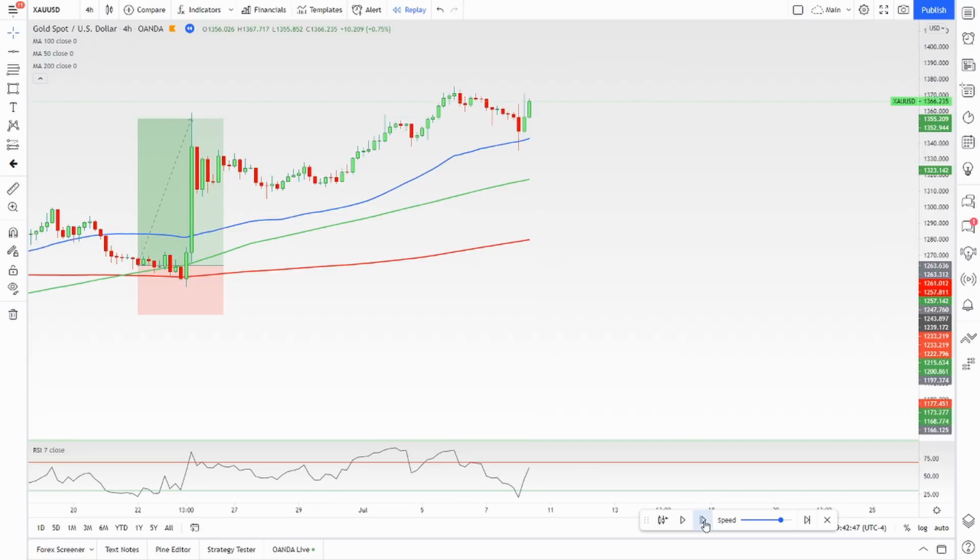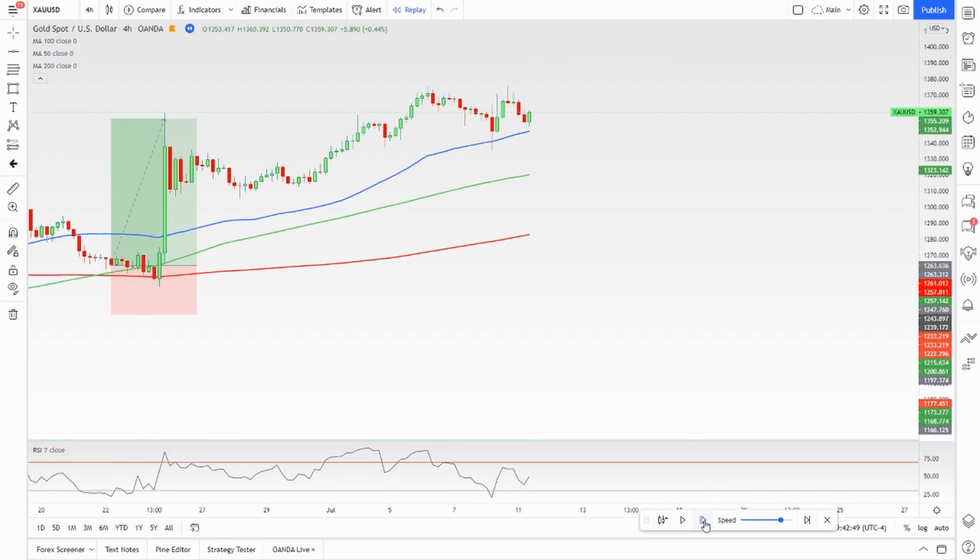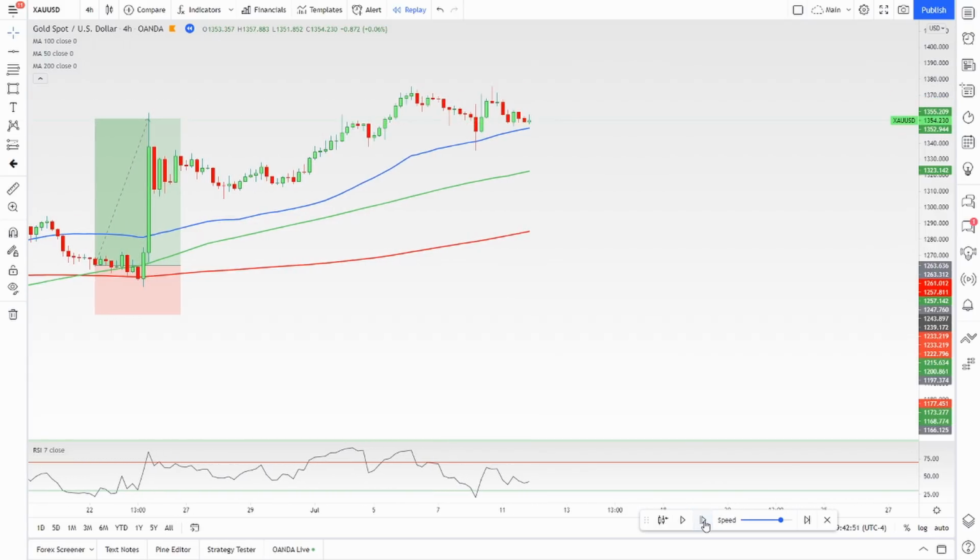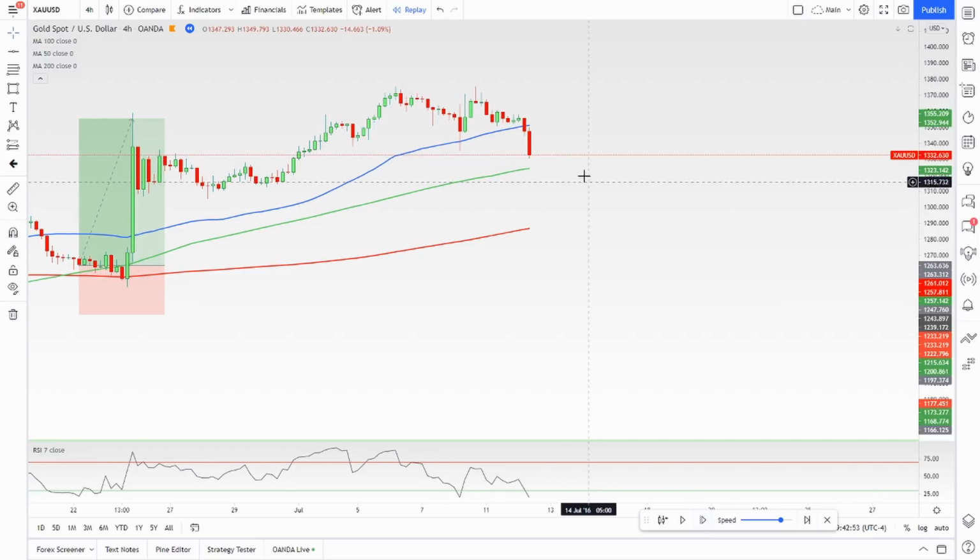Maybe we'll get a tap back into an oversold status and give a chance to buy back in. Looks like it might happen. There it is. Okay, see? And the market gods rewarded us for our discipline there.